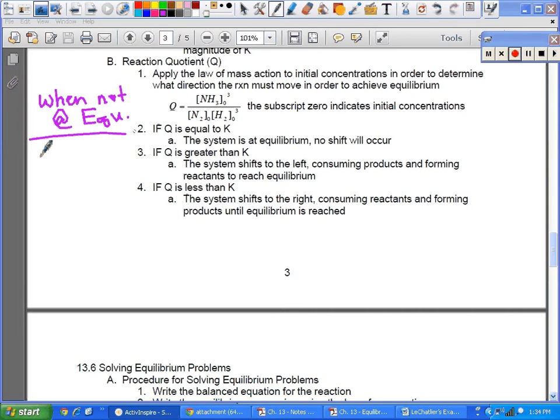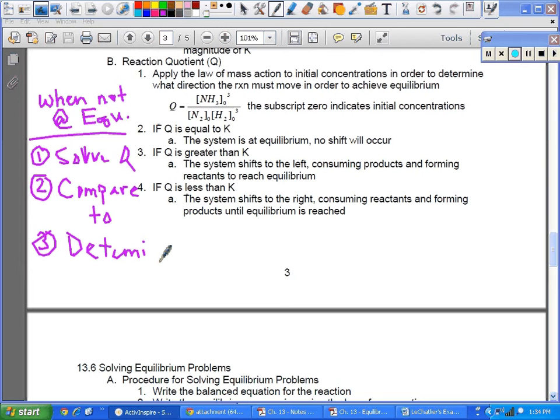One, you solve for Q. What was number two? Compare to K. And the last one was determine the shift. So that's the major purpose of using Q. Now, when you find the value of Q, it's how you compare it.